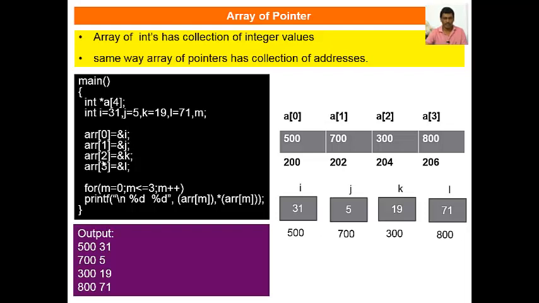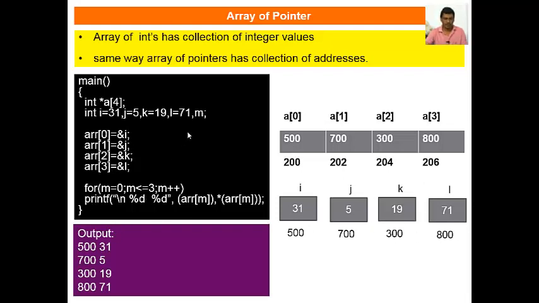In this line, ar[0] equals &i. The 0th location, first location, second, third: each location is capable of storing the address of an integer variable. Here we assign the address of i. What is the address of i? 500. 500 is assigned to ar[0]. The address of j, 700, is assigned to ar[1]. The address of k, 300, is assigned to ar[2]. The address of l, 800, is assigned to ar[3].